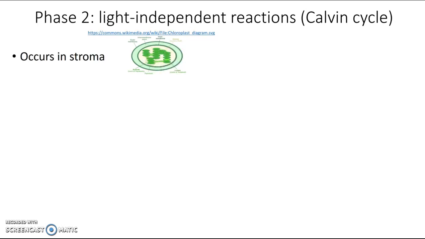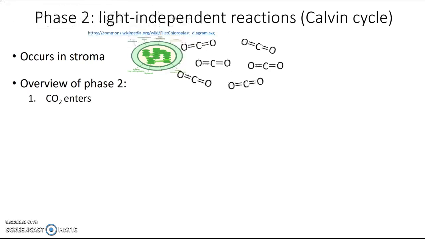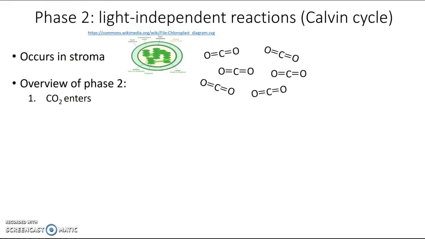Now this is kind of a complicated process, so what I'm going to do in this slide is just give you a very, very simplified overview of the main things that have to happen in this phase. So you know from our last slide that this is going to involve carbon dioxide. So carbon dioxide has to come in some way. So here we have a bunch of molecules of CO2.